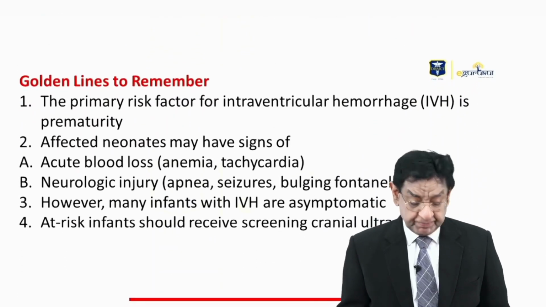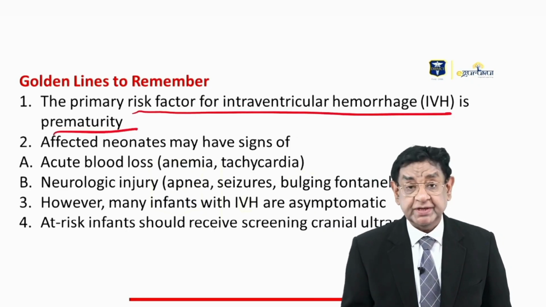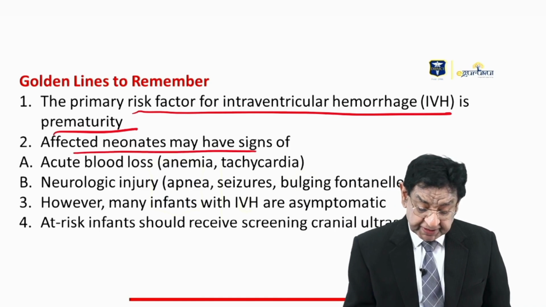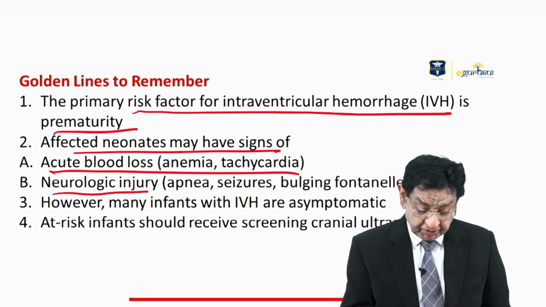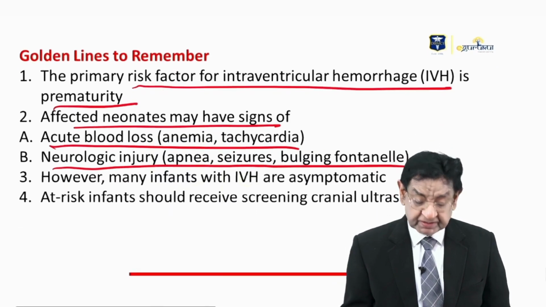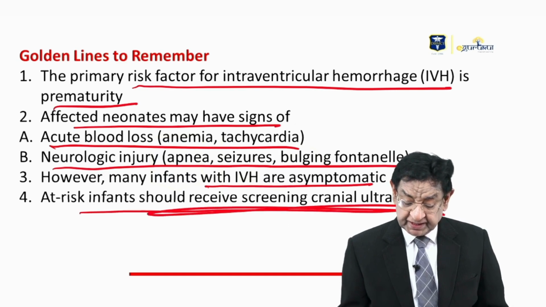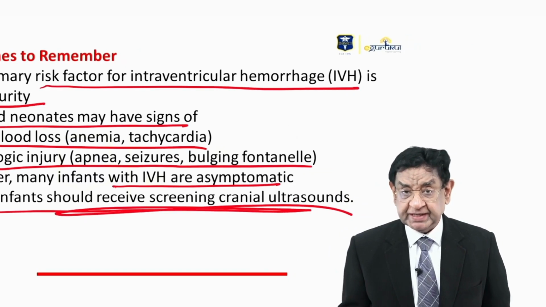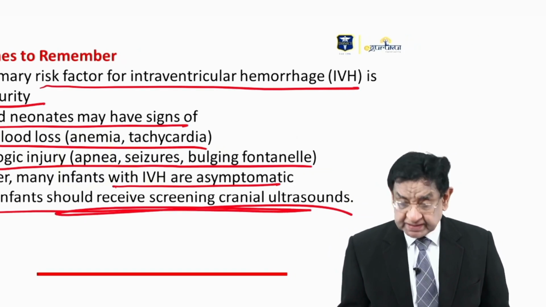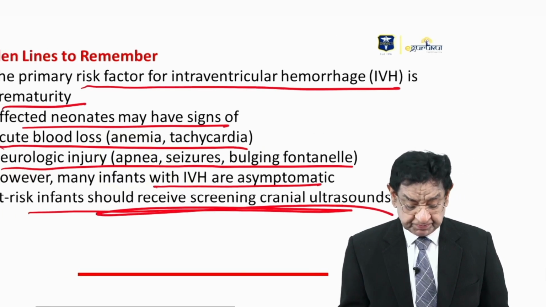Golden line to remember: the primary risk factor for intraventricular hemorrhage is prematurity. An affected neonate may have signs of acute blood loss, anemia, tachycardia. Neurological injury, seizure, bulging fontanelle, and sometimes apnea can be there. Many infants are asymptomatic and at-risk infants should receive screening with cranial ultrasound because in due course of time, if the bleeding is there, it can lead to cerebral palsy or some problem in psychomotor development also.